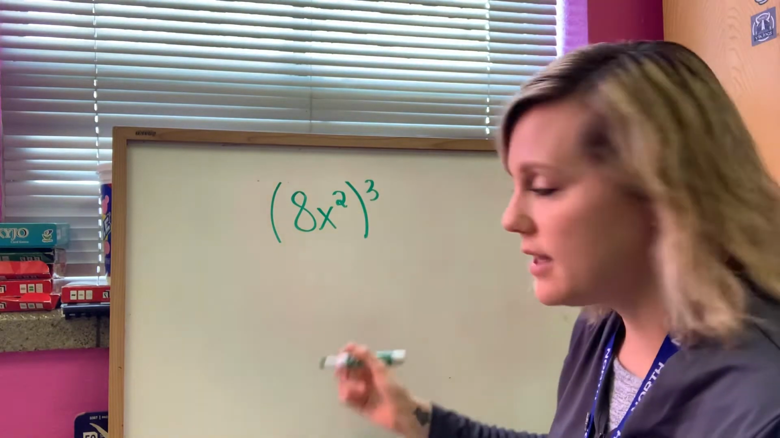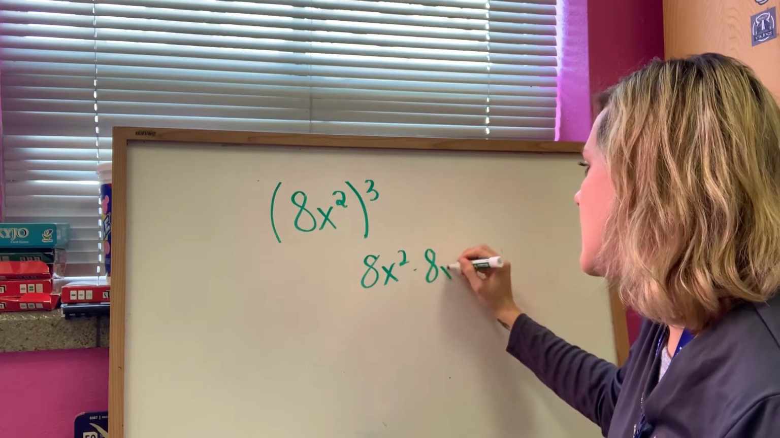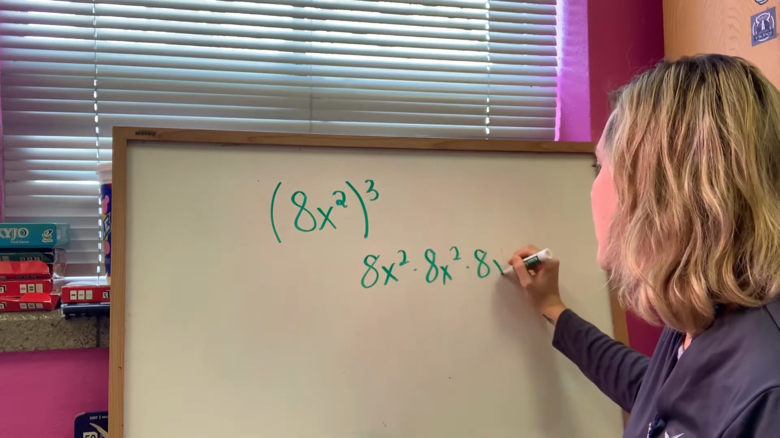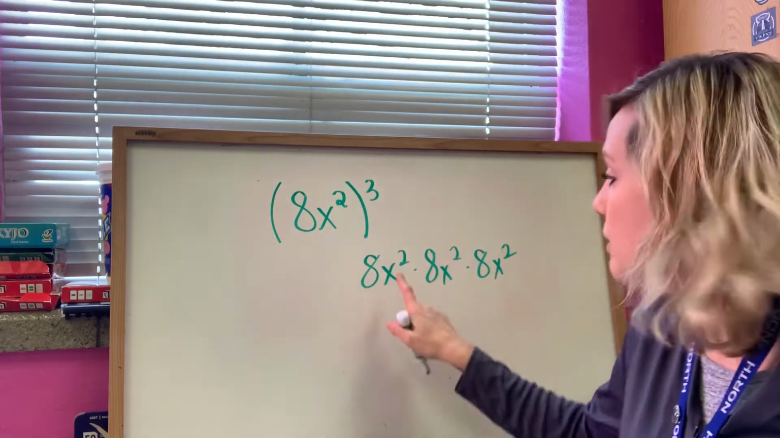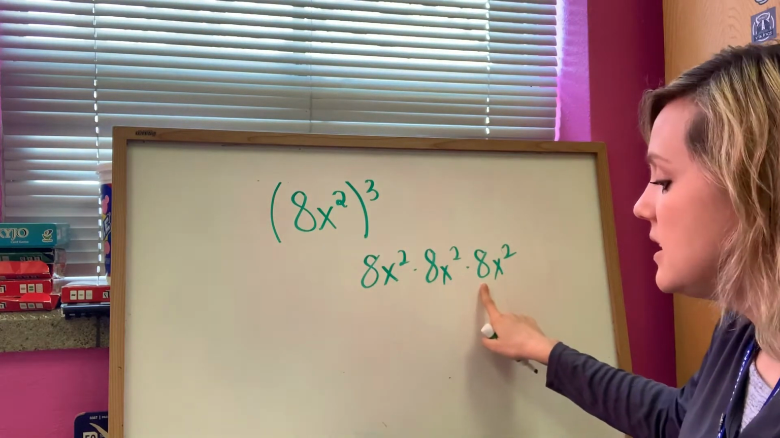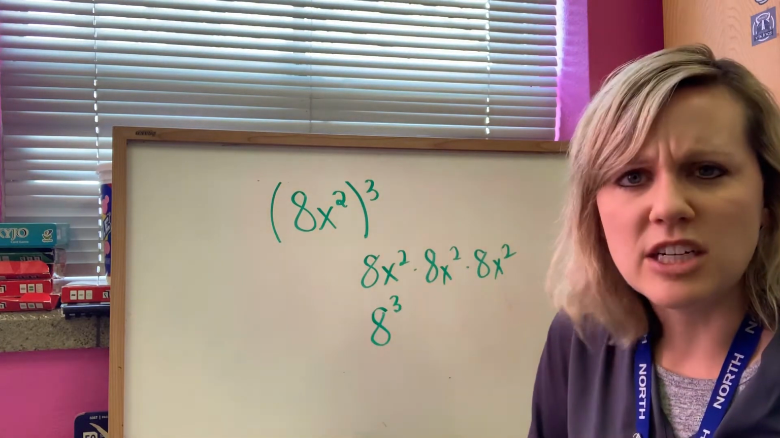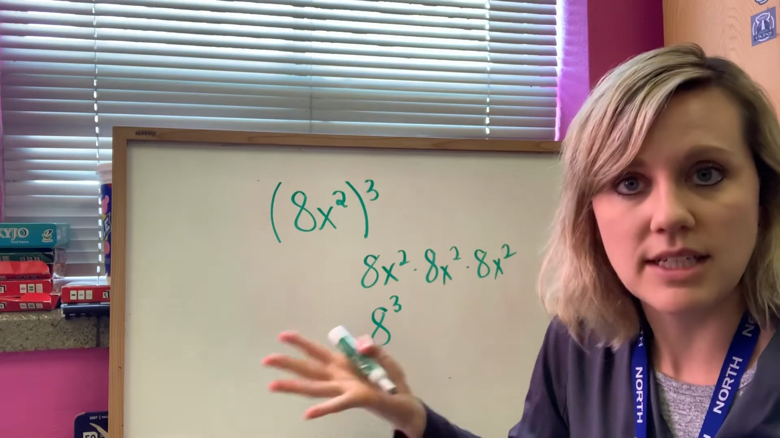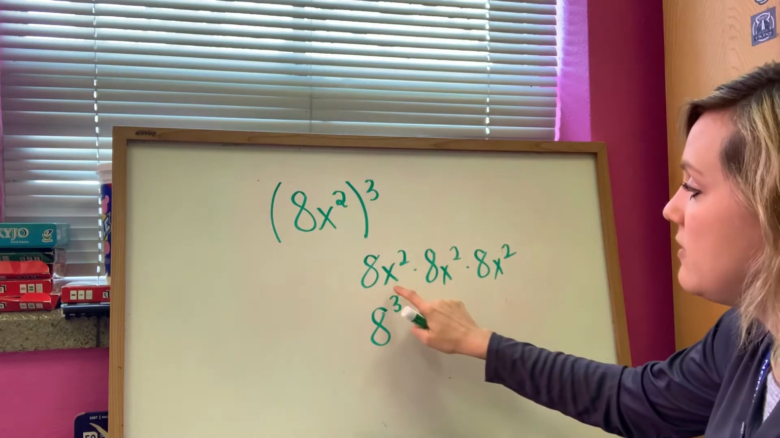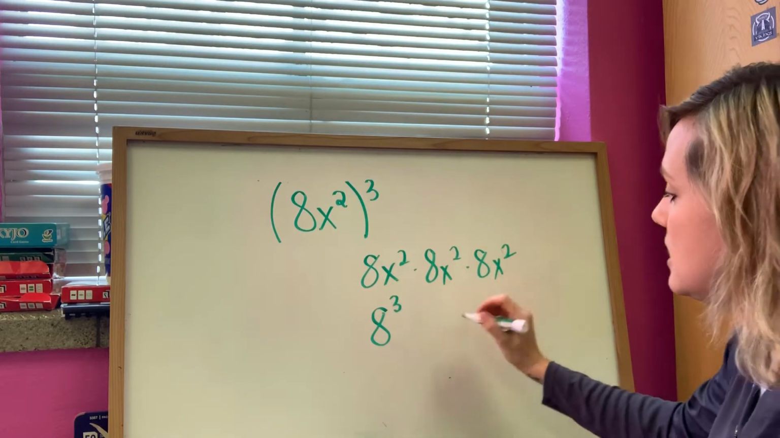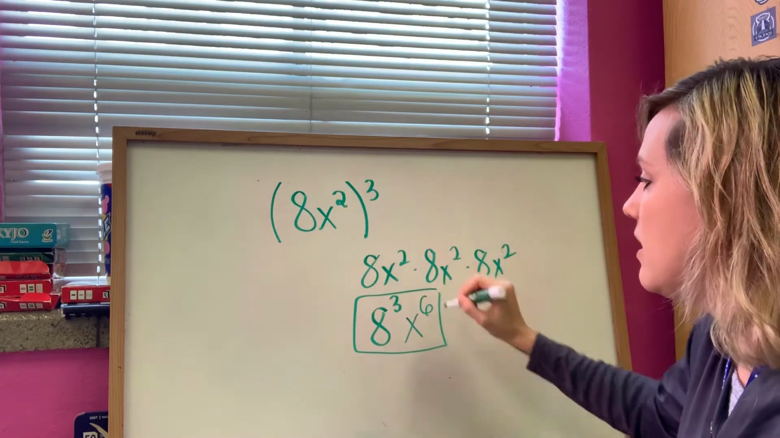So you can think about it like this: 8x squared times 8x squared times 8x squared. And according to the product rule, we would have 8 times 8 times 8. I'm just going to write 8 cubed, but I believe on your answer key it actually figures that out, and you have to do 8 times 8 times 8. And then I have x squared, and x squared. So I have 2x's here, 2x's here, 2x's here, which would give me a total of 6x's. Okay, and that would be our final answer.